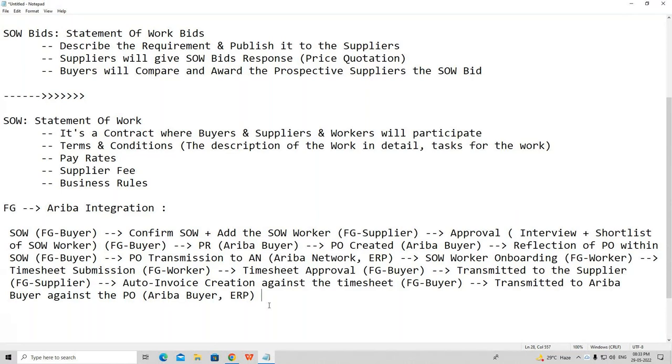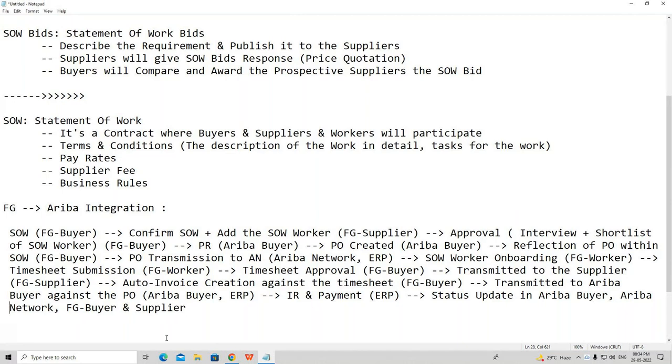Why? Where will it get processed? It will get processed in ERP. After that, what? The status goes back to Ariba buyer, Ariba Network, and FG, both buyer and supplier.